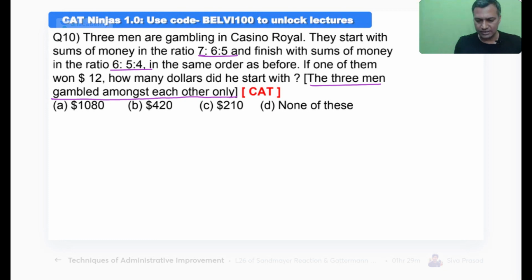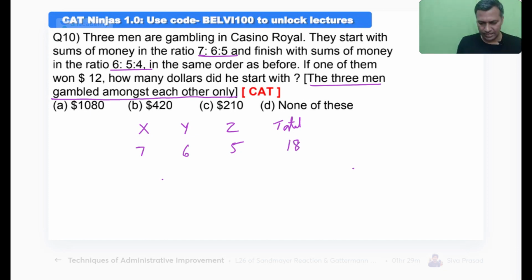So how do you write this? Let's say the three men are X, Y, Z. These are the three characters. Now we are trying to create a dummy here. Let's say he brought in 7, here it is 6 and here it is 5. And what was the total? Just like we used to do before, total is 7 plus 6 plus 5, which is 18.